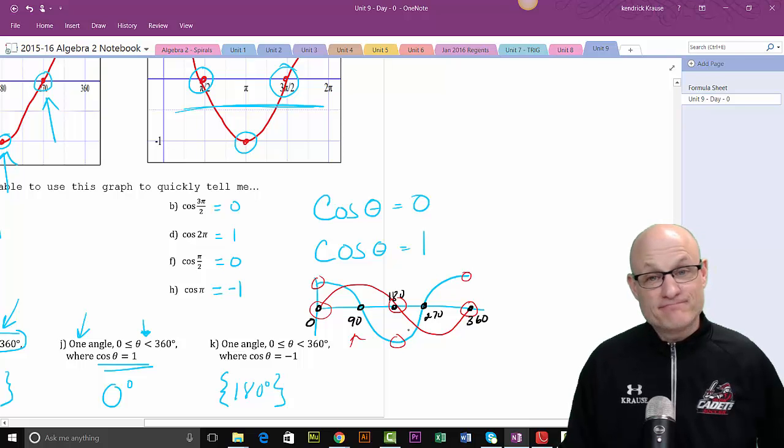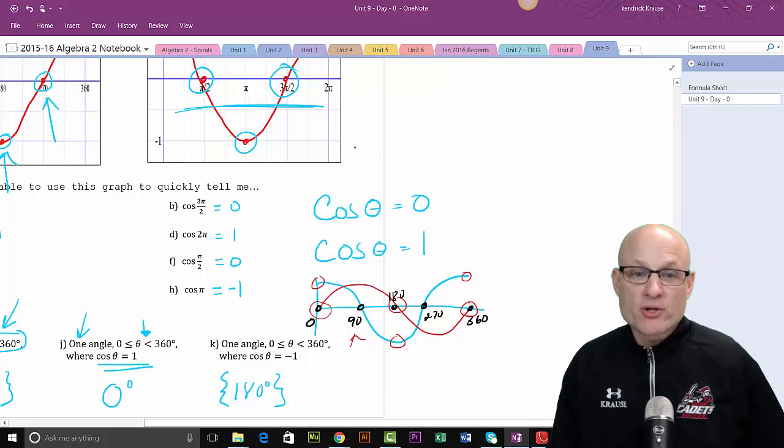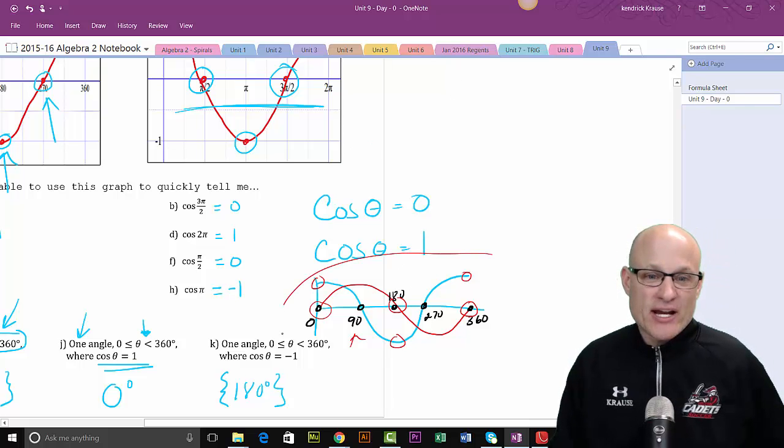All right, kids, that's it. That's all I want you to do. Come in with those notes ready. Come in understanding what the cosine curve looks like, and make sure you know about this stuff right here, okay?